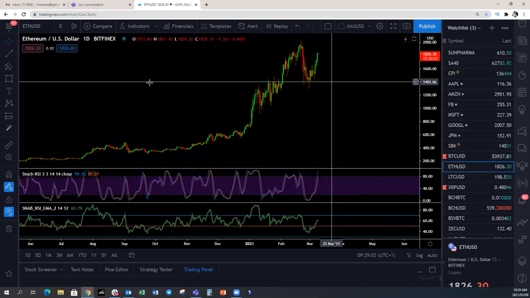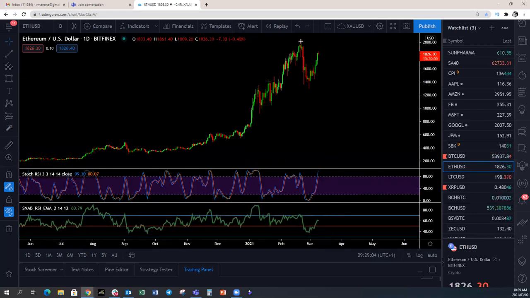Ethereum, three waves back, 1, 2, 3, and now we're on our way to the upside. So any pullback here on the 4 hour or the 1 hour, take it up.